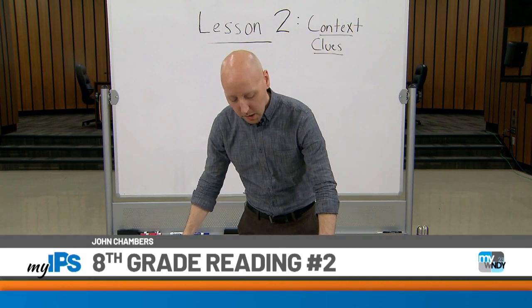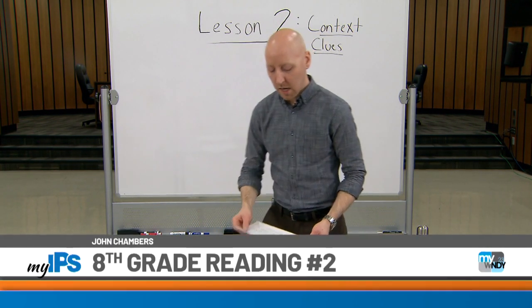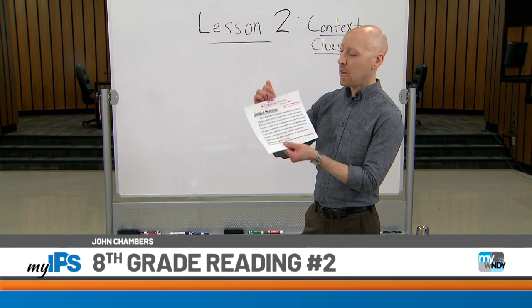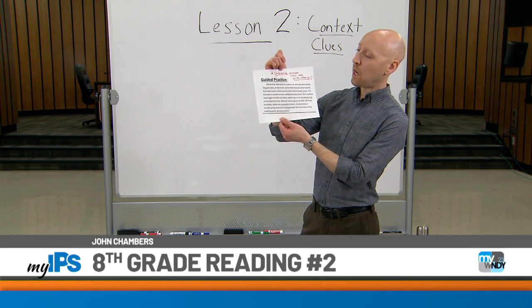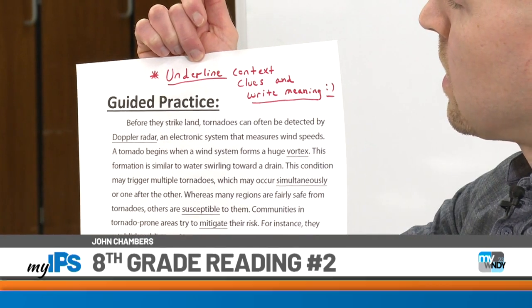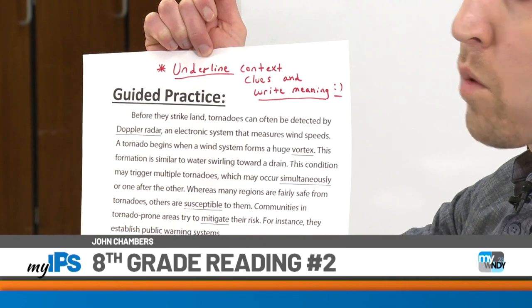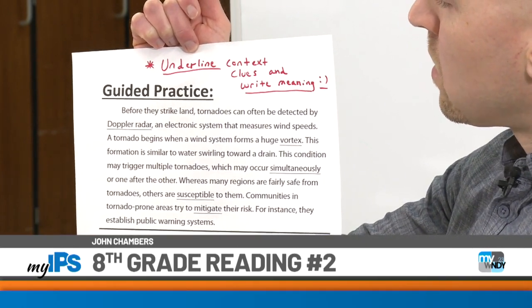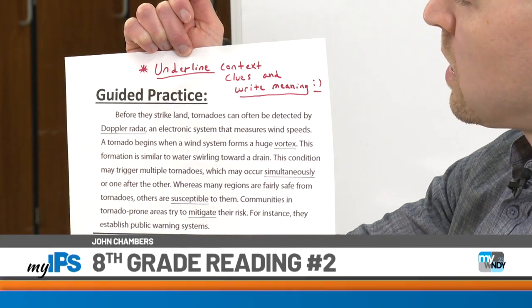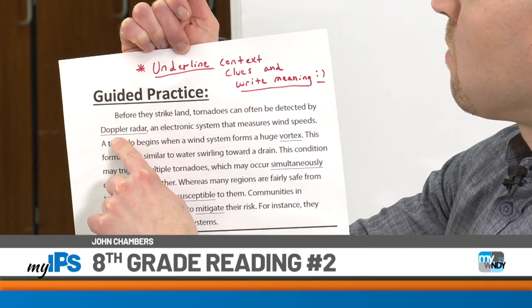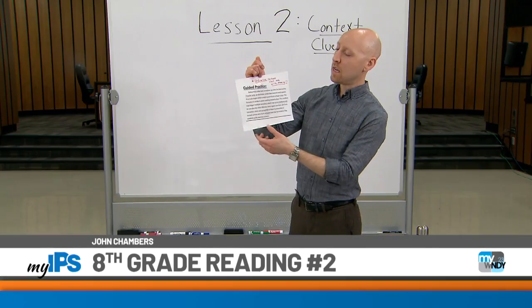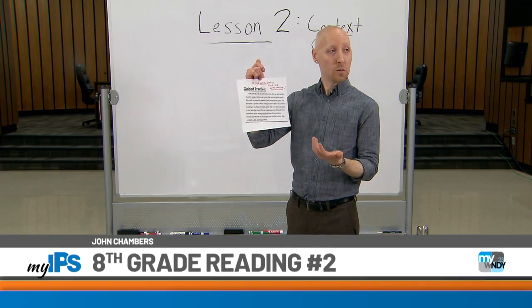All right, let's jump into the guided practice. And for this, we're going to use the whiteboard and kind of sketch some things out. And the paragraph you see at the bottom of page 11 is asking us to underline context clues and then write the meaning. So we're going to look at the first sentence. It says, before they strike land, tornadoes can often be detected by Doppler radar, an electronic system that measures wind speeds. So it literally is just defining the word for us.